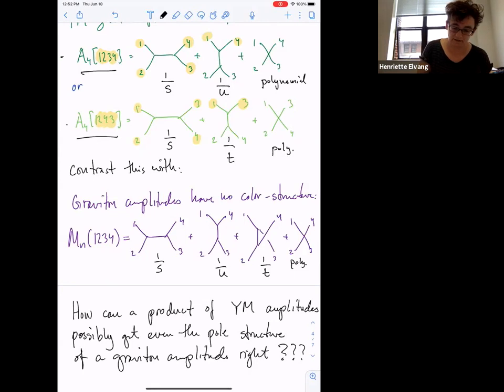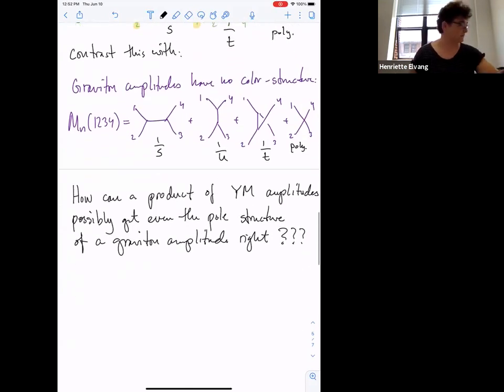On the other hand, if I just multiply this first amplitude, the 1, 2, 3, 4 amplitude with itself, I'll double the S pole and the U pole, and I don't have any T pole. So this sounds like rubbish, right? How can I possibly get a double copy to work as a product of Yang-Mills amplitudes? Okay, so let's talk about how this actually works.